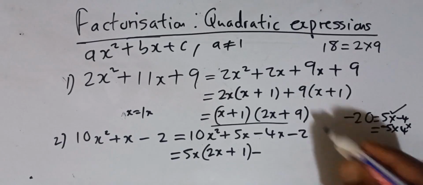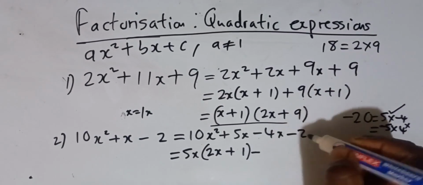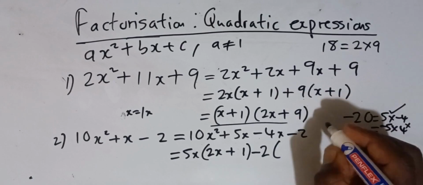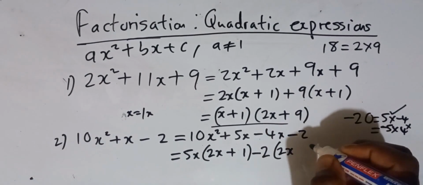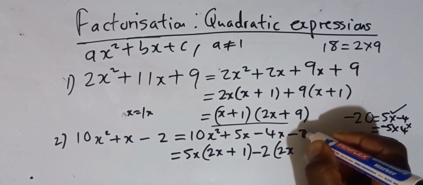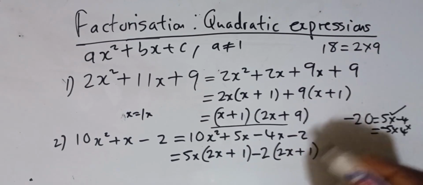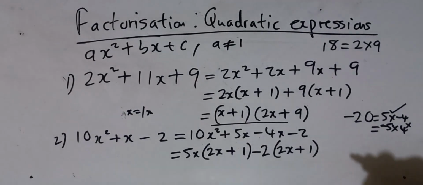Then minus, here, the common term between these two terms is minus 2. So we factor out minus 2. Where there is minus 4x, we remain with positive 2x. Where there is minus 2 and we factor out minus 2, we remain with plus 1. You can see that these two brackets are the same. So it means we are on the right track.